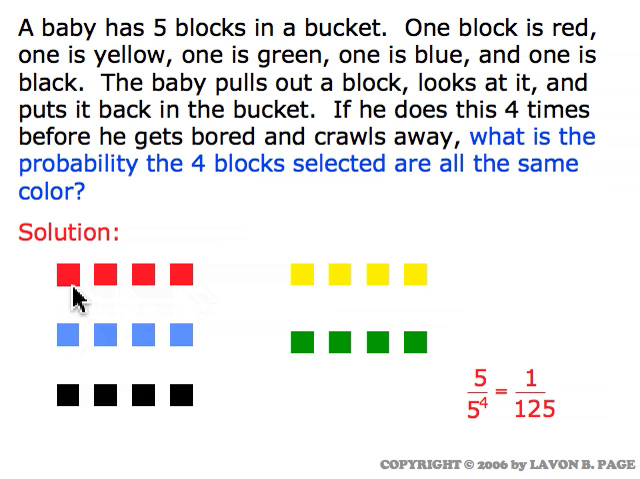So the baby might get the red block the first time, the second time, the third time, and the 4th time. Or the baby might get the blue block every time, or the black block every time, or the yellow block every time, or the green block every time. Those are the 5 color sequences that would produce a sequence where the 4 blocks drawn are all the same color. That's 5 of the 625 color sequences we just counted. 5 over 625 is 1 over 125, a probability of 1 over 125 that the 4 blocks selected are all the same color.